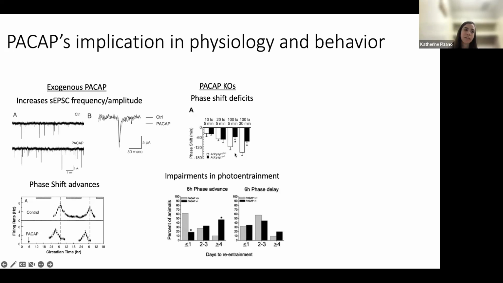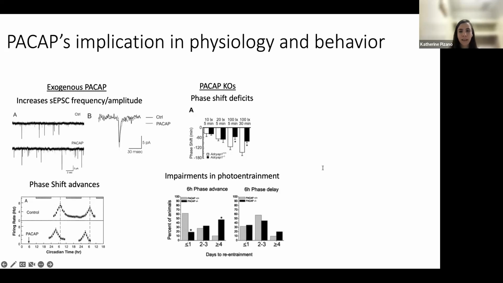If we move on then to look at some examples of papers where PACAP knockouts are used, these studies tend to show phase shift deficits or impairments in photoentrainment. In this example above with phase shift deficits, the experimenters exposed both wild type animals and these knockout animals to light at different light intensities, 10 lux, 20 lux, and 100 lux, as well as different time durations, either 5 minutes or 30 minutes. What they found was that at brighter light intensities, knockout animals failed to have a phase shift compared to wild types.